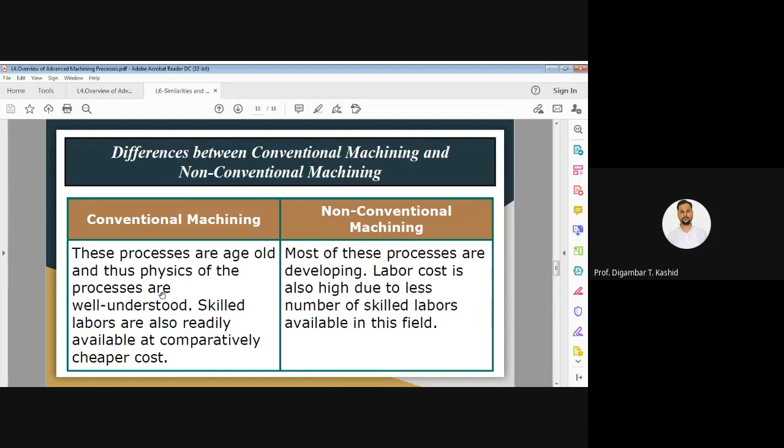If you purchase an EDM machine, or an ECM machine, or a laser beam machine, at that time we need skilled labor, who knows and understands that process well. So the labor cost is also high, because most of the processes are still developing.